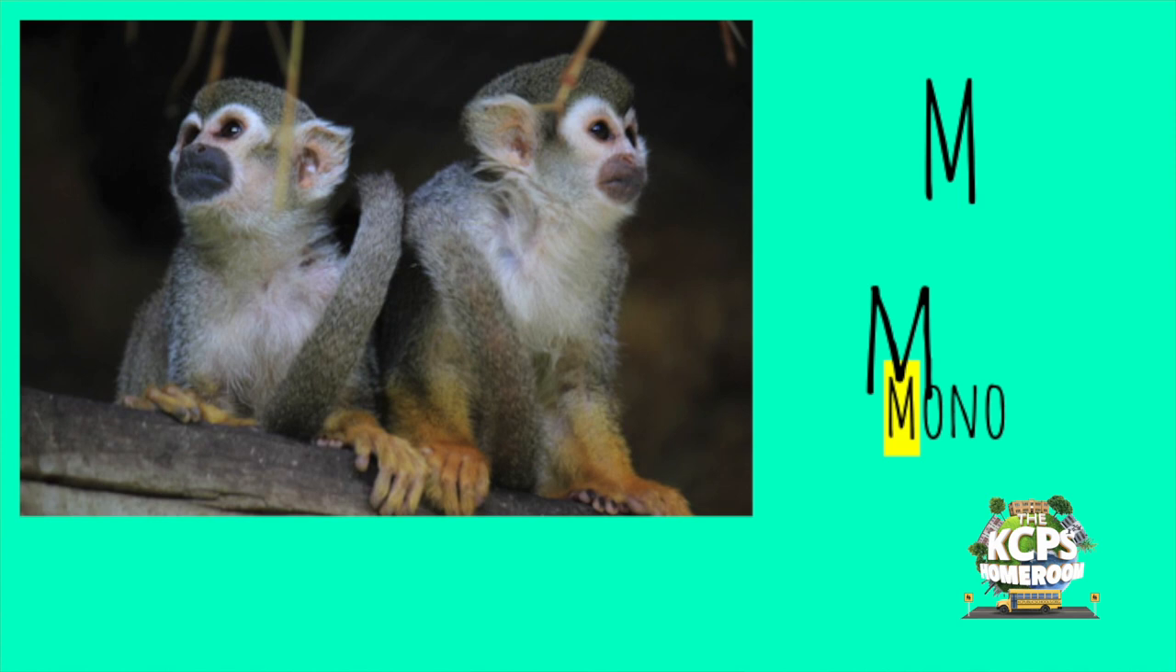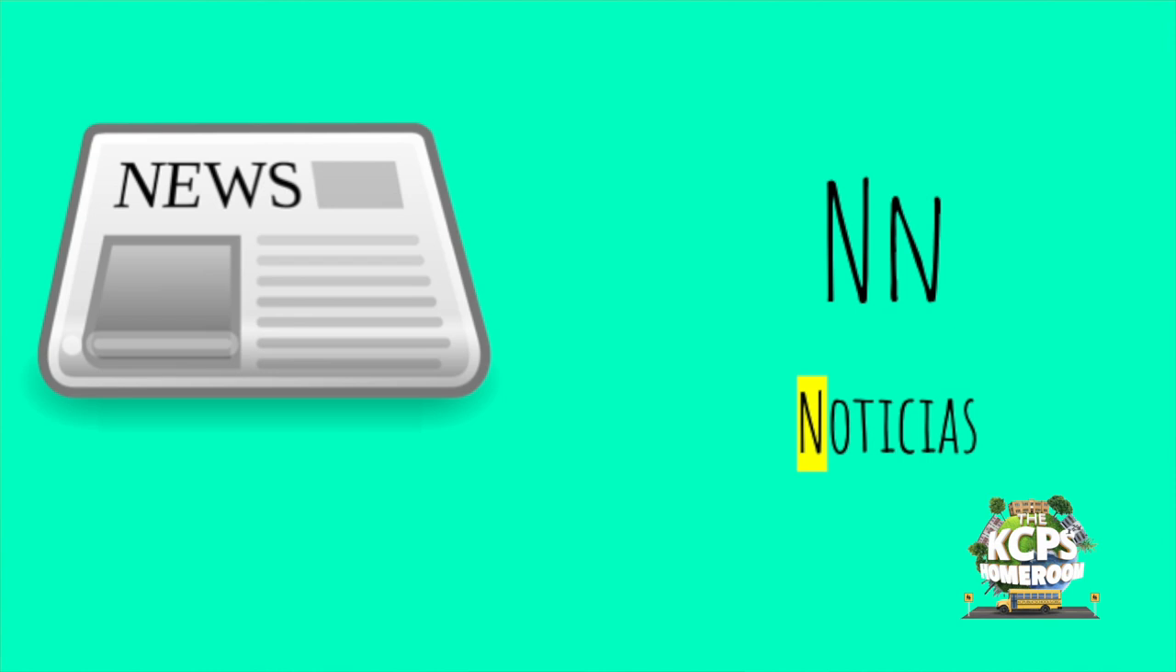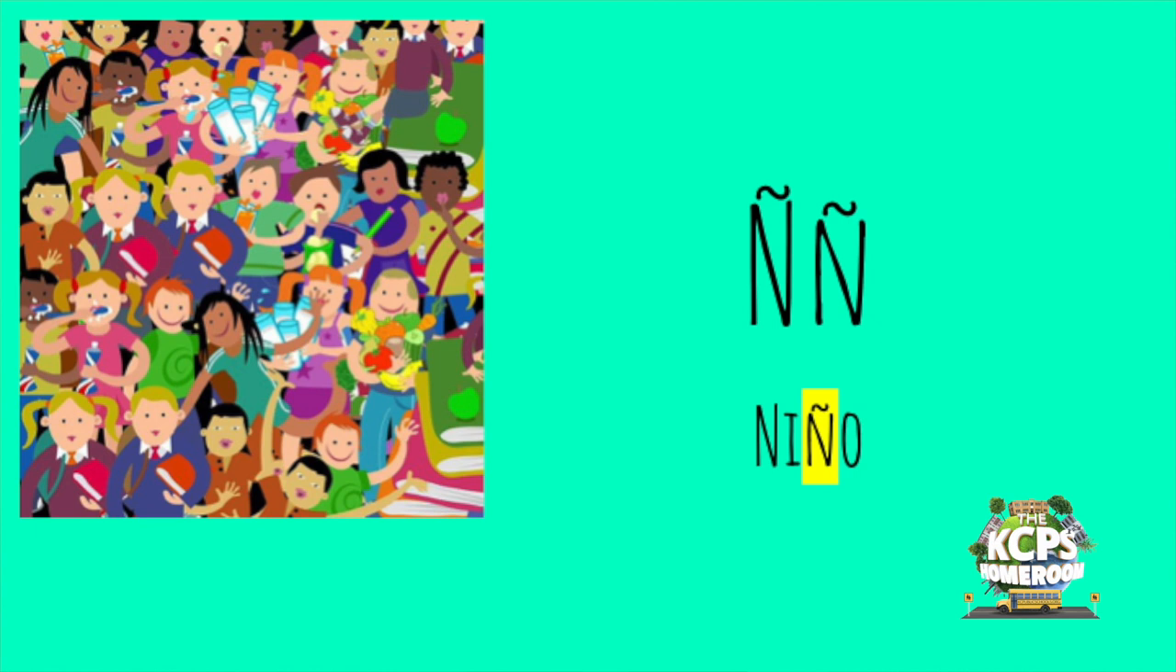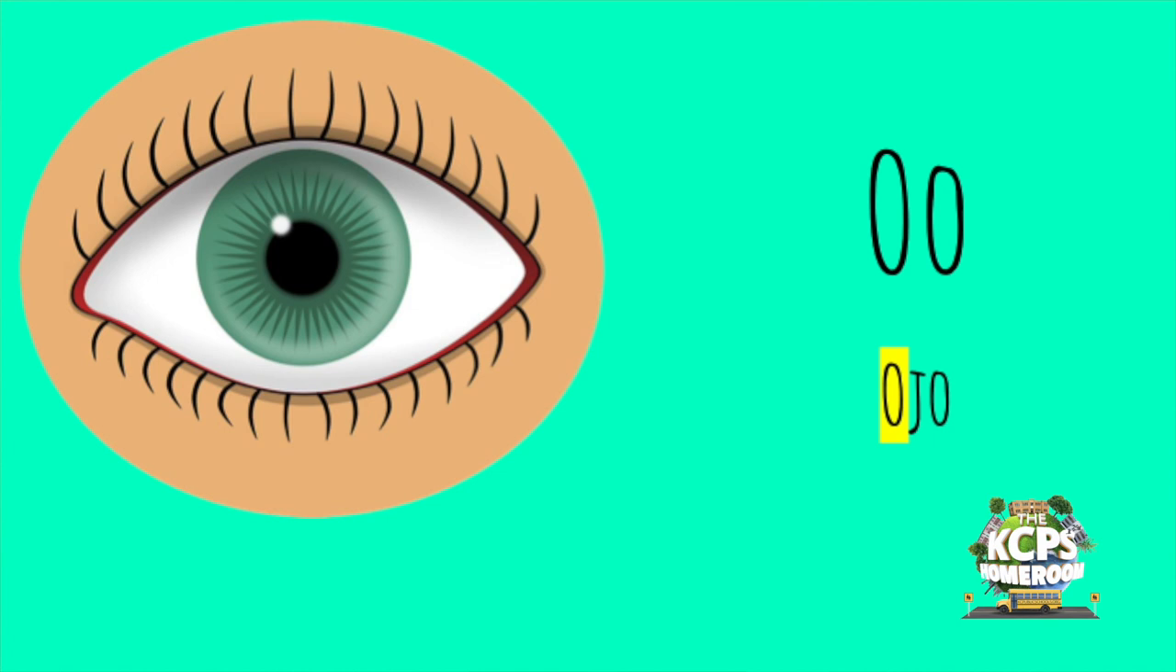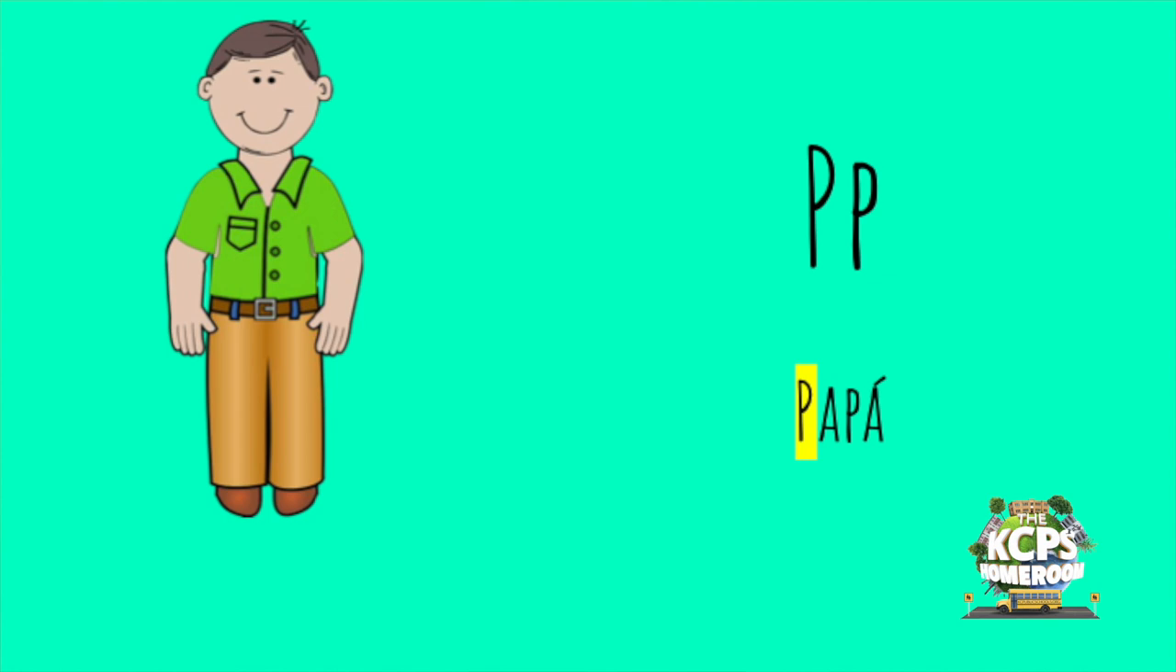M, repeat, mono. A mono is a monkey. N stands for noticias. Repeat, noticias, which is the news. Ñ for niño. Repeat, niño. Niño means a kid. O for ojo. Your ojo is your eye. P for papá. Repeat, papá. Papá is your dad.